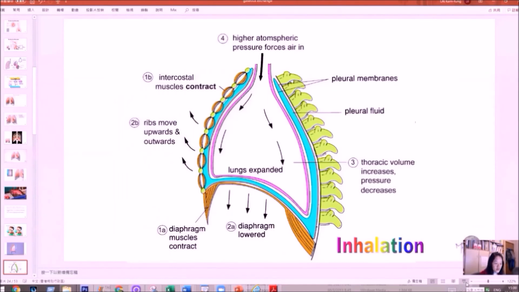This is the breathing mechanism you have learned in Form 2. So for breathing in, it involves intercostal muscles contracting and then the ribs move upward. The diaphragm muscle contracts and the diaphragm lowers. So the two actions together will make the volume of the thorax increase. When it increases, the lungs expand. So the lungs expand first before air moves in. When the lungs expand, they become bigger, and then the pressure decreases. Higher atmospheric pressure will force air in.